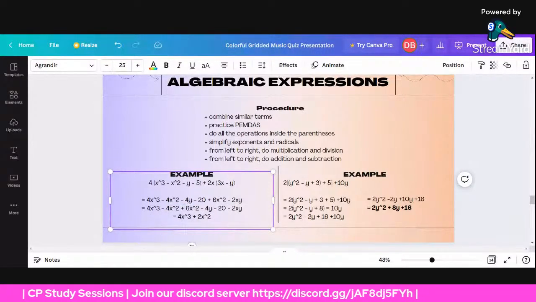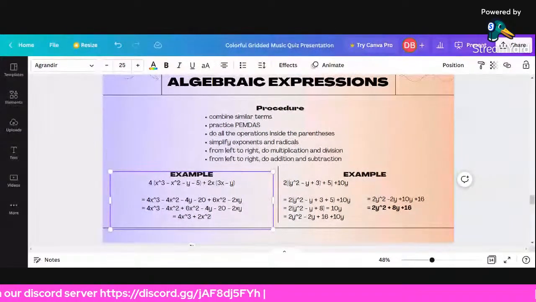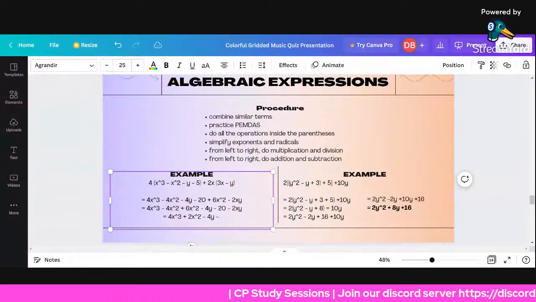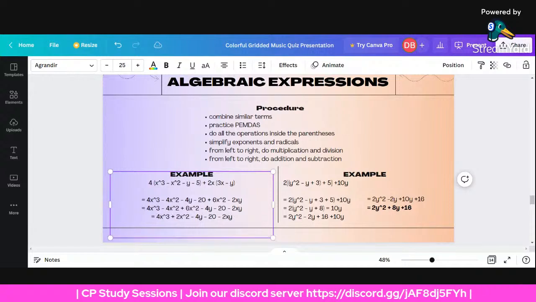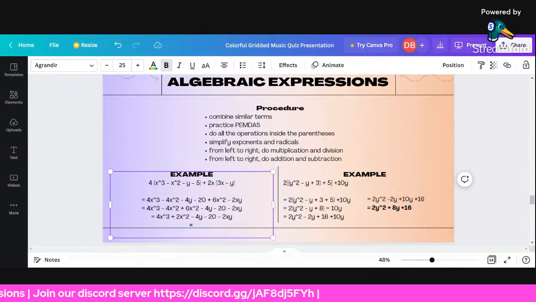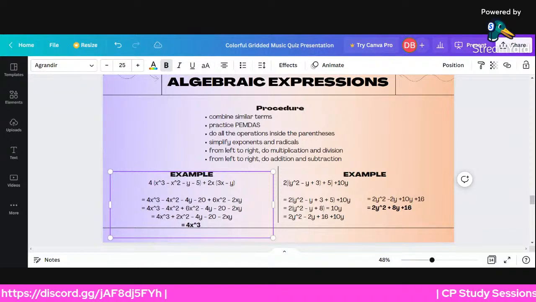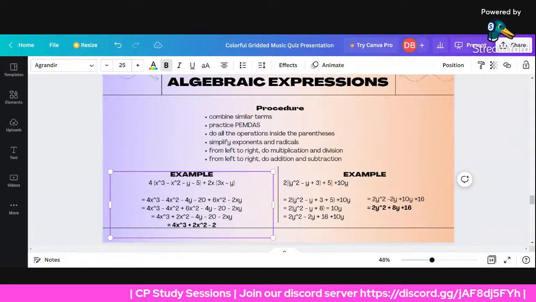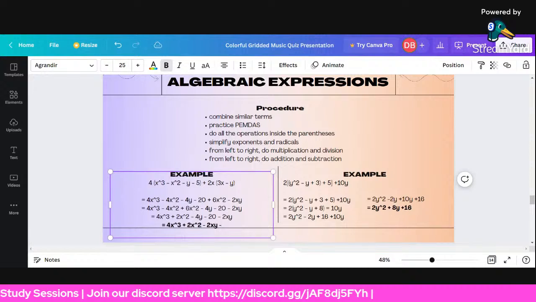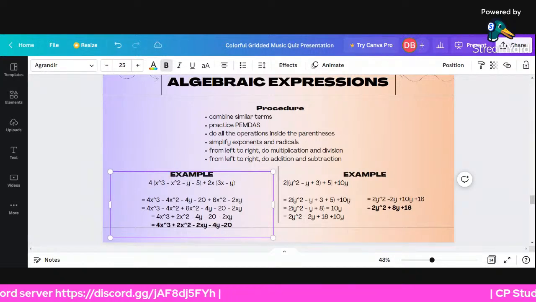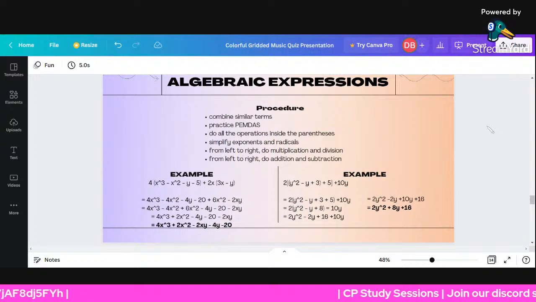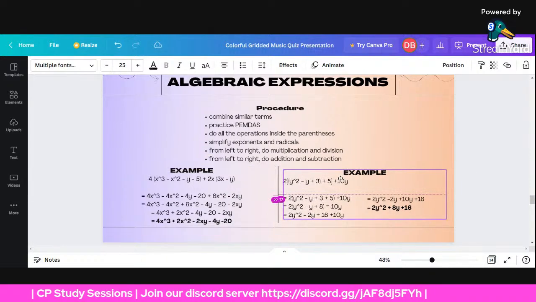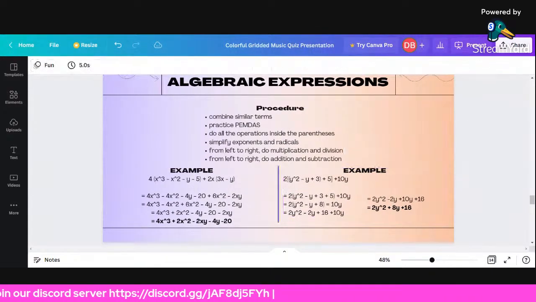So, the reason there is an x squared is that you just copied the variable, since they are similar terms. Then, just copy the remaining terms. Then, rearrange it. Negative 4x plus 2x squared minus 2xy minus 4y minus 20. So, there it is. Do you get this part? Is it clear?